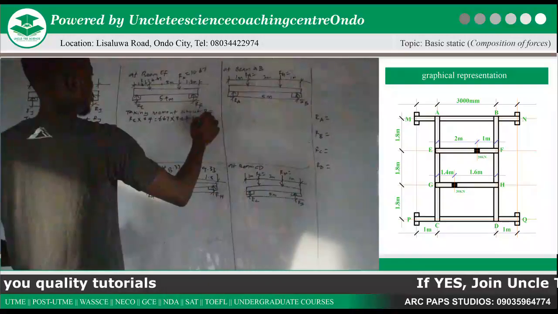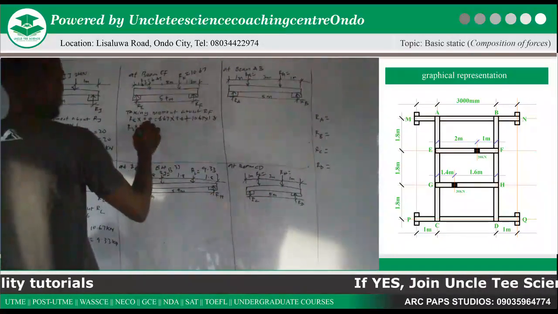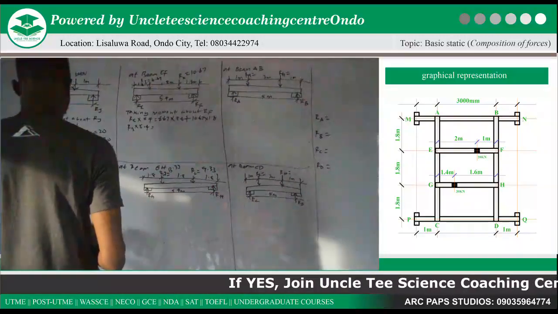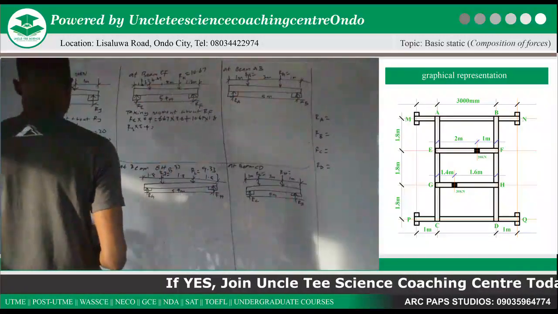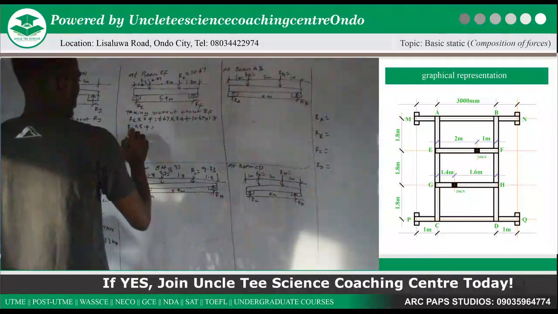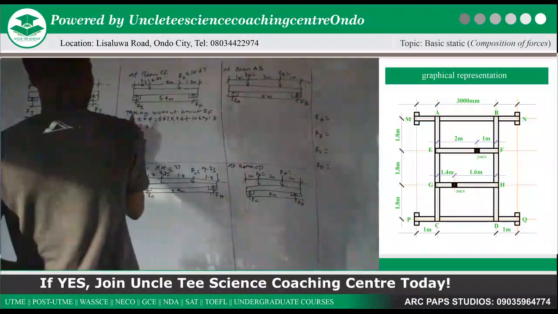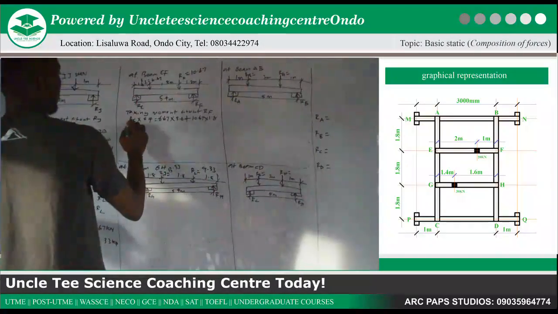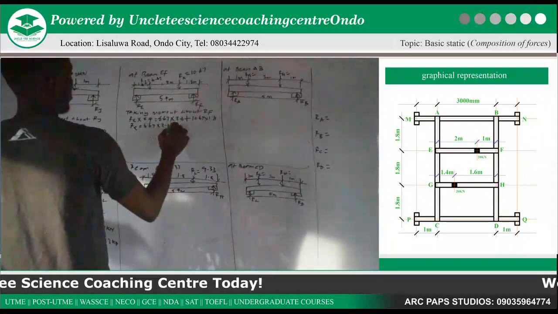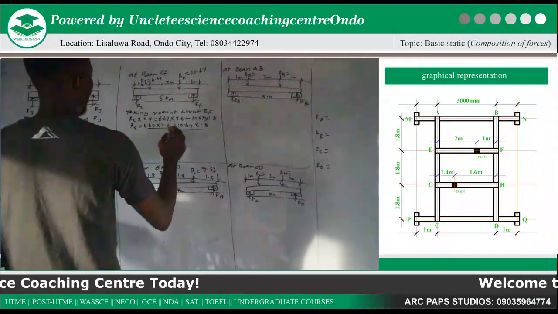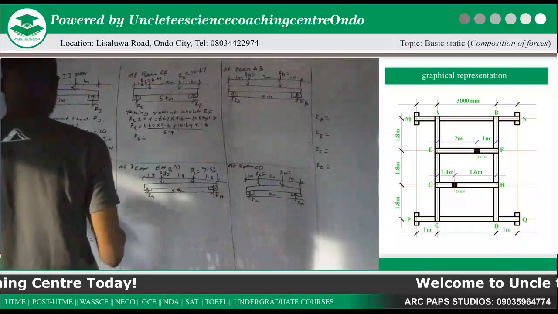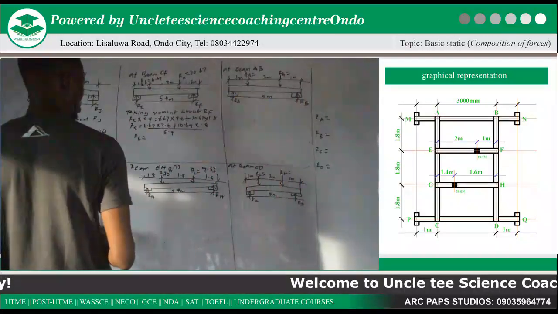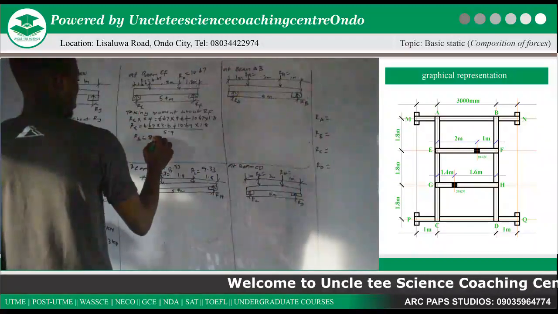Plus the second one, 10.67 multiplied by the distance, 1.8. So RE times 5.4 will give us 6.67 times 3.6 plus 10.67 times 1.8. So RE is equal to 6.67 times 3.6 plus 10.67 times 1.8 divided by 5.4, and that will give us 8.00 kilonewton.